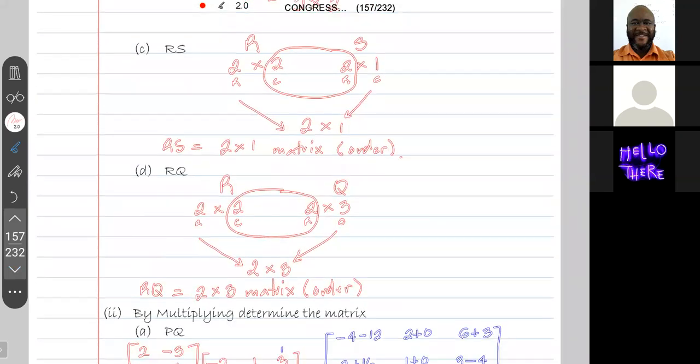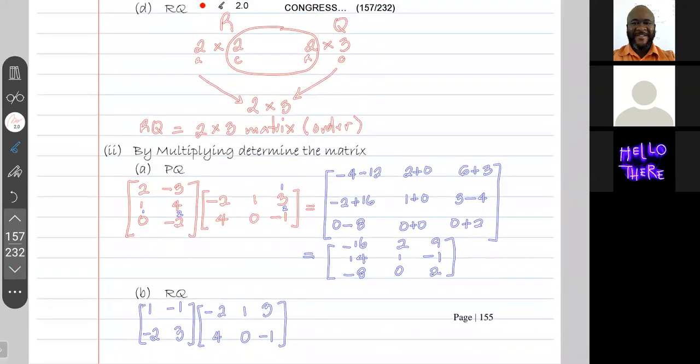So if you multiply the top row by the left column, you're going to get the top left element in the answer. First by first, second by second. First element in the row by the first element in the column, and the second element in the row by the second element in the column. So 1 times minus 2 is minus 2. Minus 1 times 4 is minus 4. I just multiply the top row by the left column.